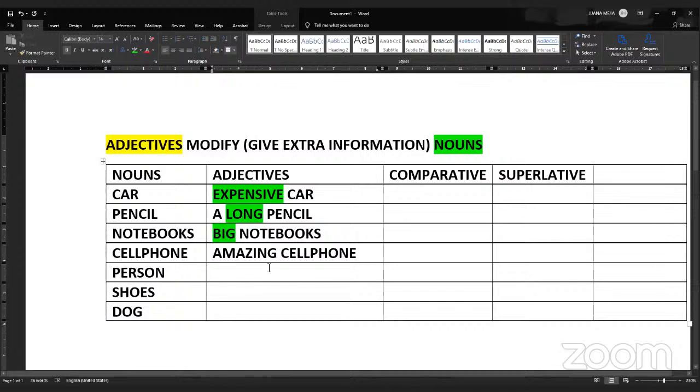Amazing cell phone. Amazing, you know, is an adjective. This one.